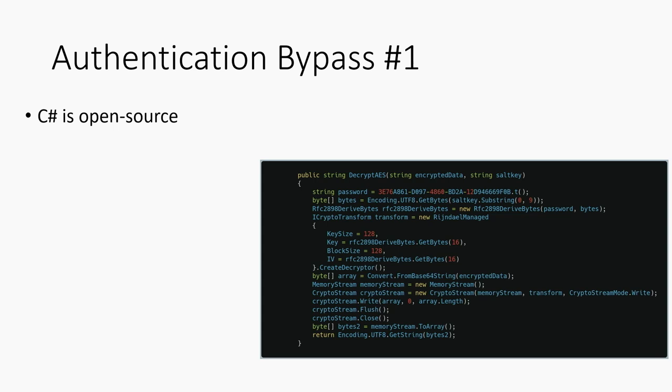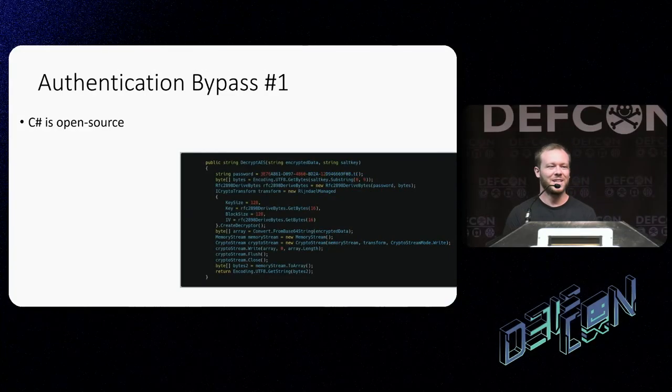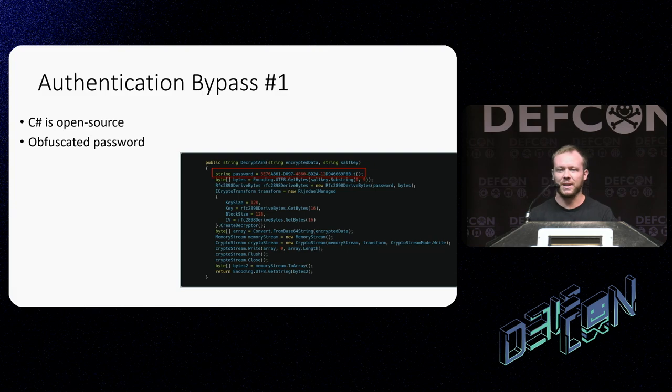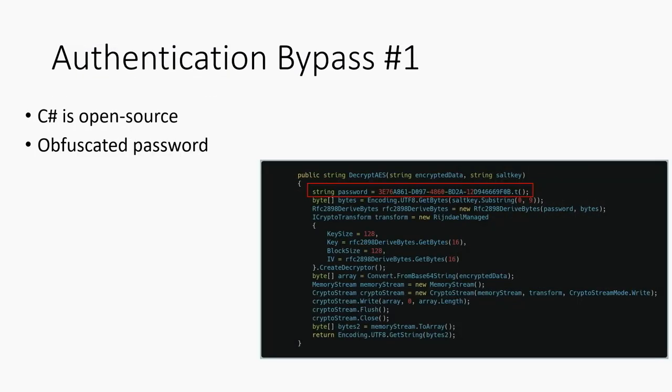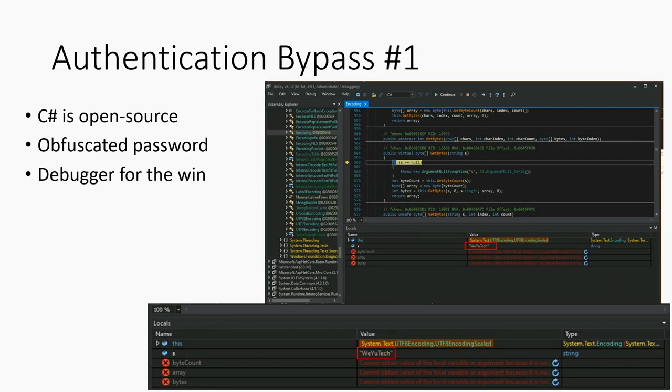And C#, if you don't compile it with extra protections, is practically open source if you use the right tools. So we used dnSpy and actually got this amount of detail out of just the disassembly here. Looking through that, we found this DecryptAES function that had the AES password, it seems like, here, but slightly obfuscated. I'm sure we could have figured out how to do it, but dnSpy has a handy feature of being a debugger as well, so just setting a breakpoint on something that calls that, you can get the AES password out in plain text, which is Wii U tech for some reason.